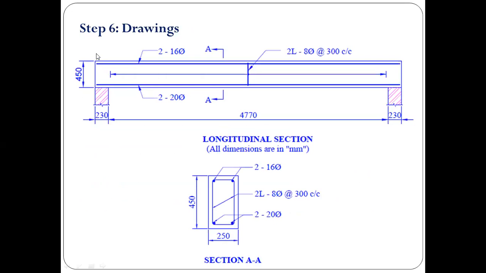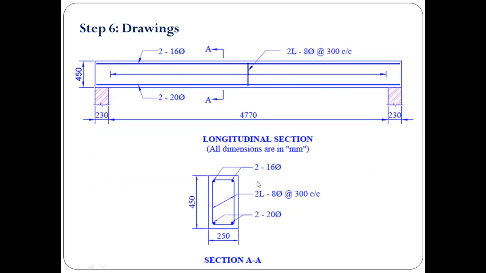Then the output of the design was the drawing. So we had 2 20 mm bars at the bottom throughout and 2 16 mm bars throughout at the top, and stirrups from face of the wall to the face of the wall, two-legged 8 mm at 300 mm center to center.